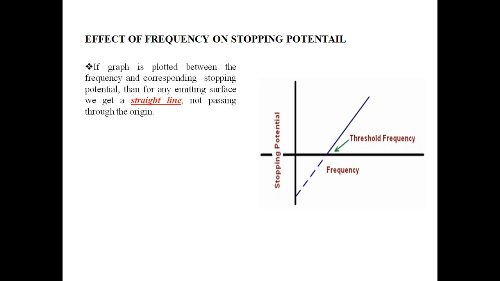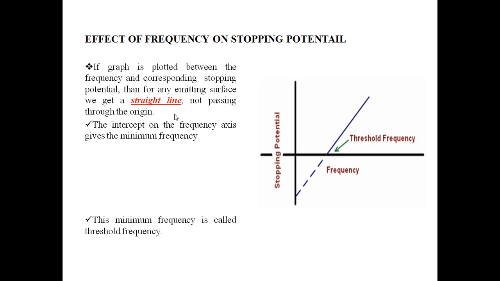If a graph is plotted between frequency and the corresponding potential, then for any emitting surface we get a straight line which is not passing through the origin. This shows that we need a specific frequency; only after that does the photoelectric effect start, and below this frequency no photoelectric effect occurs. The intercept on the frequency axis gives this minimum value, and this threshold frequency is different for different metal surfaces.